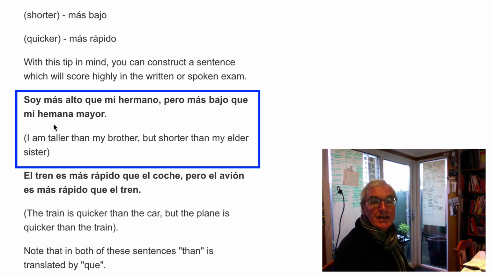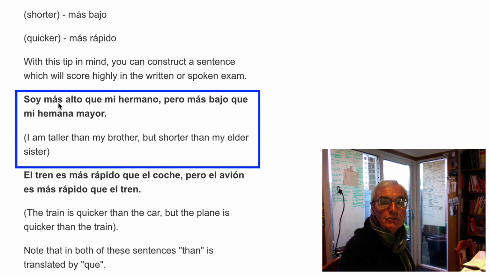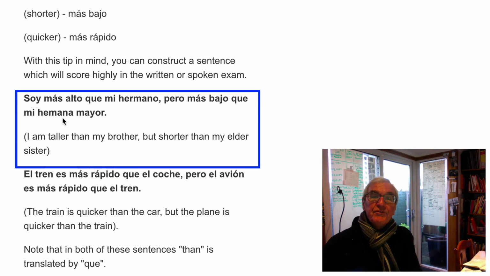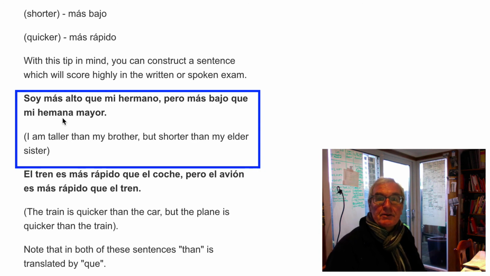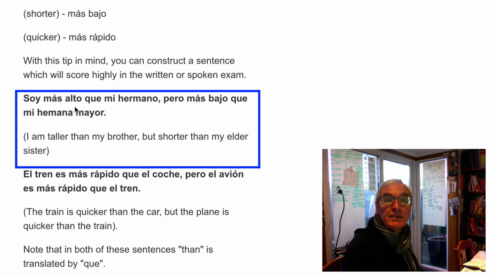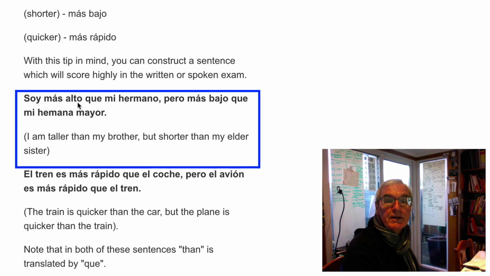So you get the idea here. We've got the más alto and más bajo in this particular example. And of course, if you are female, you would say, soy más alta que mi hermano, pero más baja que mi hermana mayor. And what we're doing there is, because you're female, we're making that O go to an A there, and that O go to an A there.